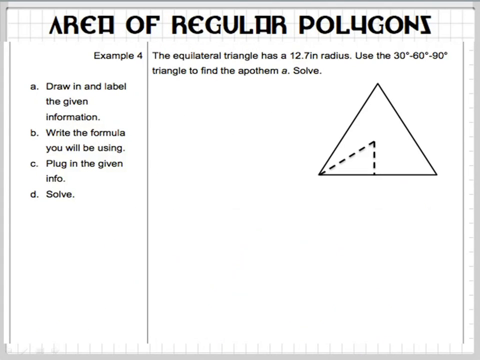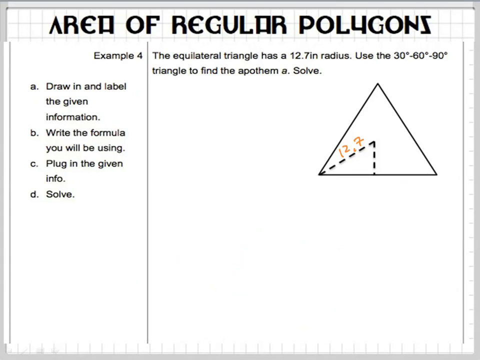Okay, here we go. The equilateral triangle has 12.7 inches as its radius. Use the 30, 60, 90 to find the apothem A and solve. Okay, well, I'm just going to find the whole area. We will find the apothem, but let's also find the whole area. Now let's put the measurements that we know on our picture. We know that the radius is 12.7.